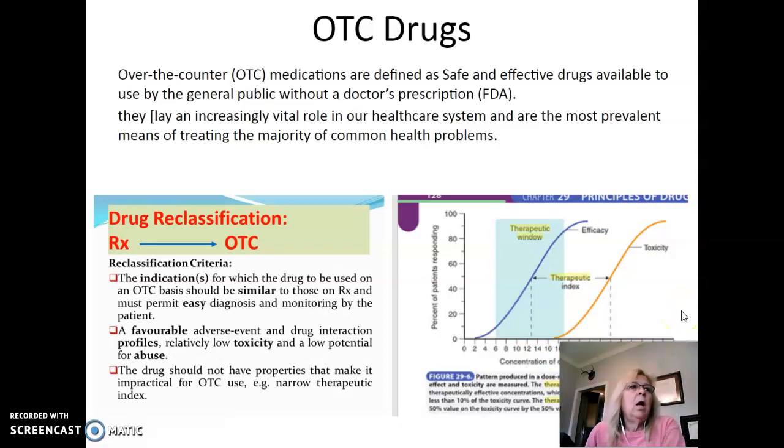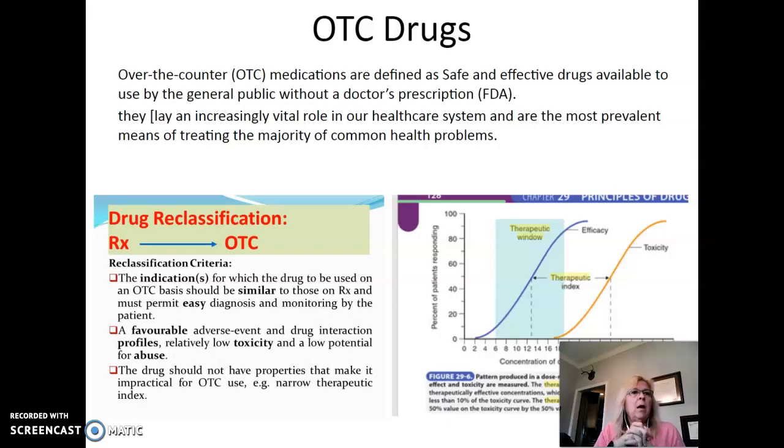Okay? So if you'll notice, how can we classify a prescription medication into an over-the-counter medication? Okay? So the results or the indications should be similar. So which one uses the prescription and which one uses the OTC. In other words, we want to be able to recognize, oh, I have a sniffly nose or a stuffy nose. I should be able to take this medication. I don't actually need a doctor to tell me. It's a pretty easy way for me to diagnose myself.